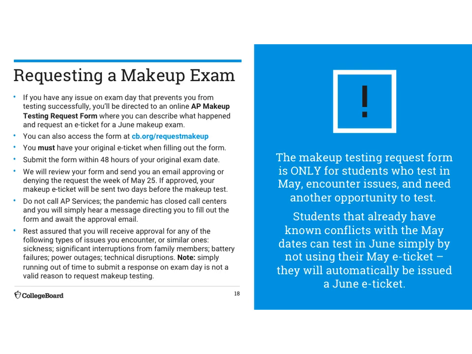If you need to request a makeup exam, you're going to fill out the form at cb.org/request-makeup. You're going to need your original e-ticket, and you must do this within 48 hours of your original exam date. You'll find out about your approval the week of May 25th. Do not call AP Services. They don't have their call centers open to handle these kinds of calls. Makeup testing should only be if you encounter issues in May. If you did not test at all in May and you're doing your first test in June, just don't use your May e-ticket. You'll automatically be issued a June e-ticket.